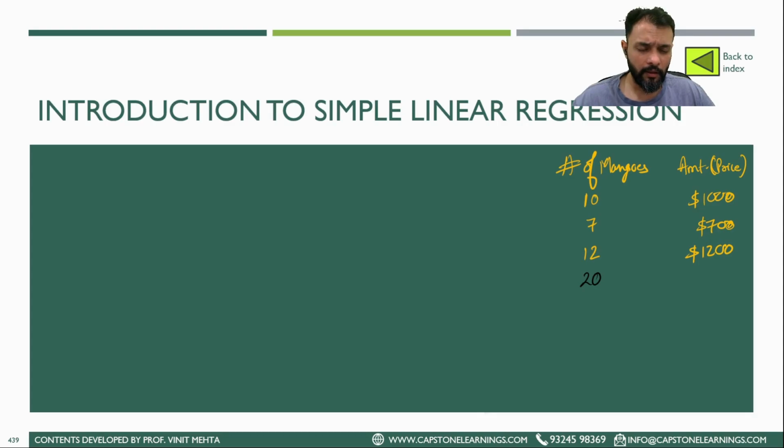So guys, we are starting our discussion on simple linear regression. What it is, it's very easy, obvious and intuitive. I've given a data in front of you. On the left side you have the number of mangoes and the amount you have to pay to purchase those mangoes. For 10 it is 1000, for 7 it is 700, for 12 it is 1200. Can you predict for 20 mangoes how much price will you have to pay?